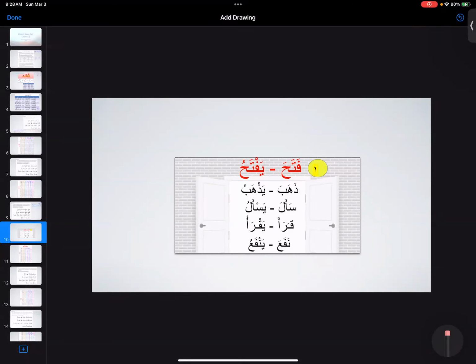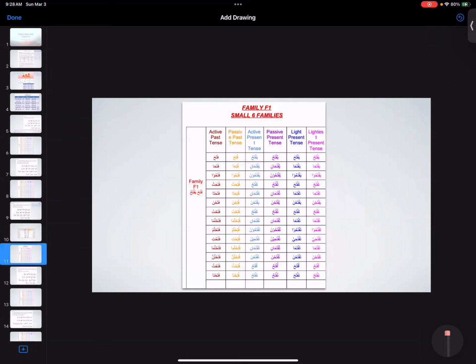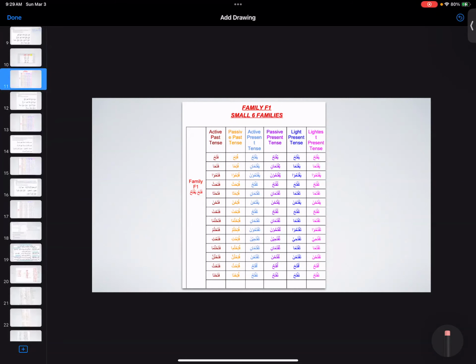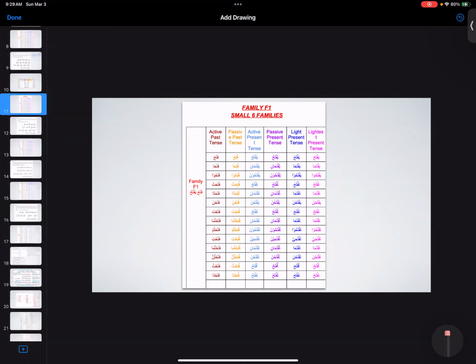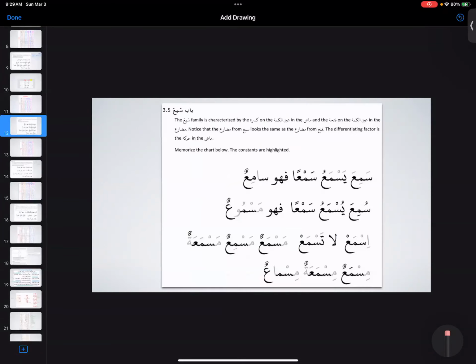So that was our Bab Fataha. We don't have enough time to go through each and every verb over here, but I'm leaving it for you, that's why I'm putting all this material here so you can go through it. So now this is the conjugation for Bab Fataha, all these different sigas.